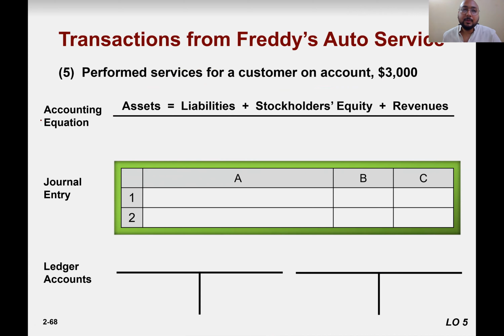Okay, now answer the fifth transaction. Performed services for a customer on account, 3,000. So first of all, analyze it. Which two accounts are going to hit? Performed services means these are our sales or revenue. But on account means we performed services, but we did not receive cash. So identify at least two accounts that are going to be affected by this transaction.